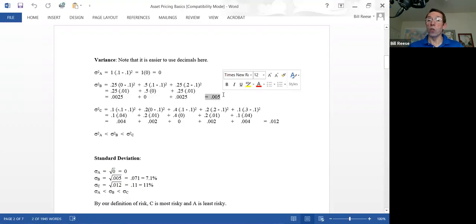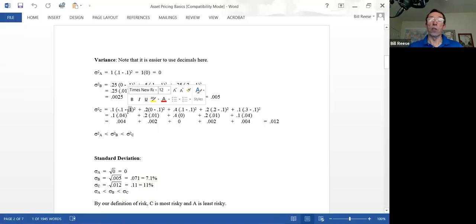The variance of A was 0. It didn't vary, so that makes sense. The variance of B is 0.005. The variance of stock C is going to be found the same way. The first data point was negative 10%, negative 0.1. How far is that from the expected return of 0.1? So you subtract the expected return from the data point, negative 10% minus positive 10%. You square that difference, and then you multiply by 0.1, which is the probability of getting that negative 10% return.